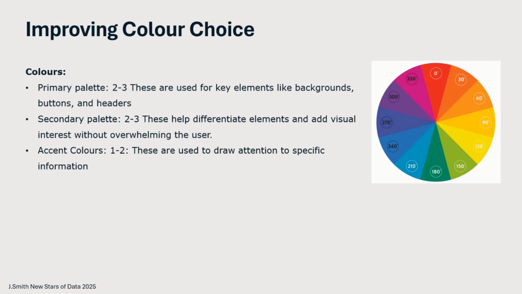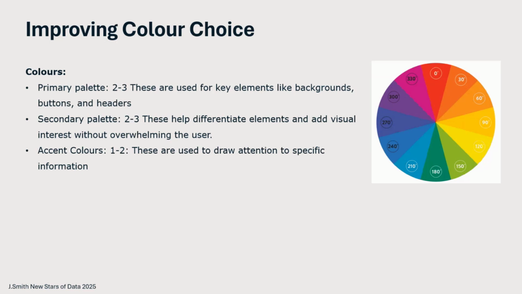And then we have secondary colors. These are used to add variety and distinction while maintaining harmony with the primary colors. They can highlight supporting elements such as background sections or less critical data points. They also help differentiate between elements that don't need as much emphasis as those marked by accent colors. We should also aim for between 2 and 3 secondary colors.